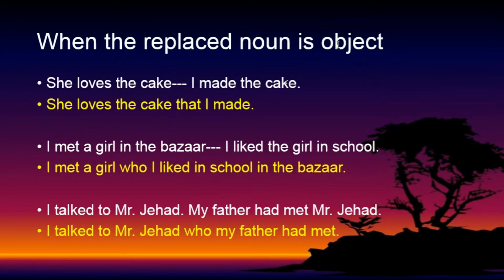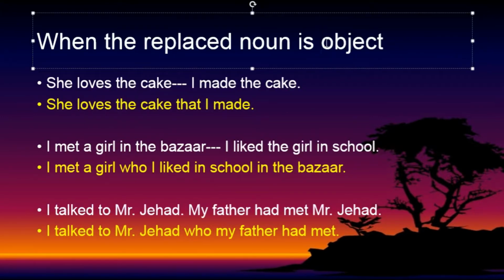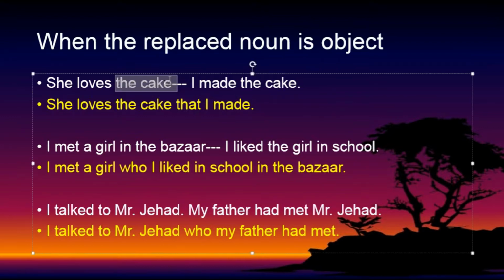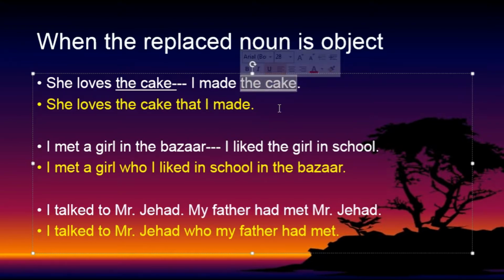So when the replaced noun is an object, right? What would you do in that case? Okay, so let's go on with this. She loves the cake. I made the cake. So she loves the cake. The cake is repeated, right? The repeated noun in this case is the cake. But the case is the cake is an object because it has come after a verb. So it's an object.